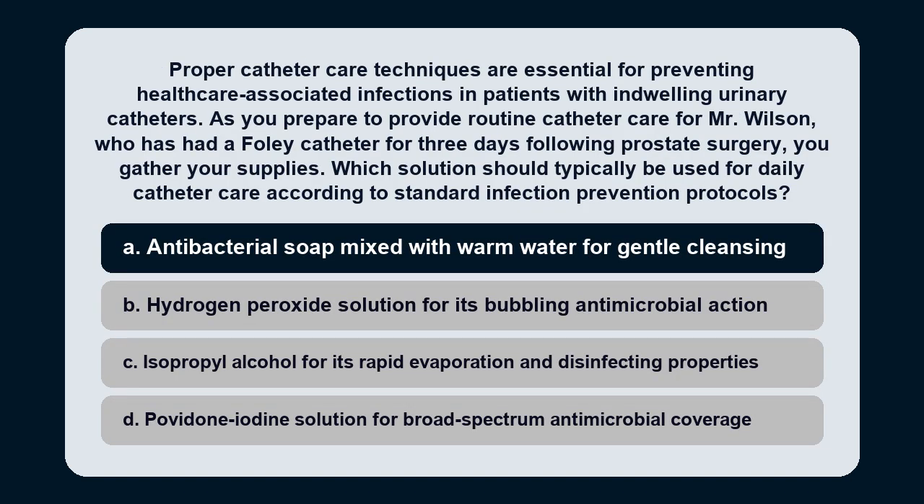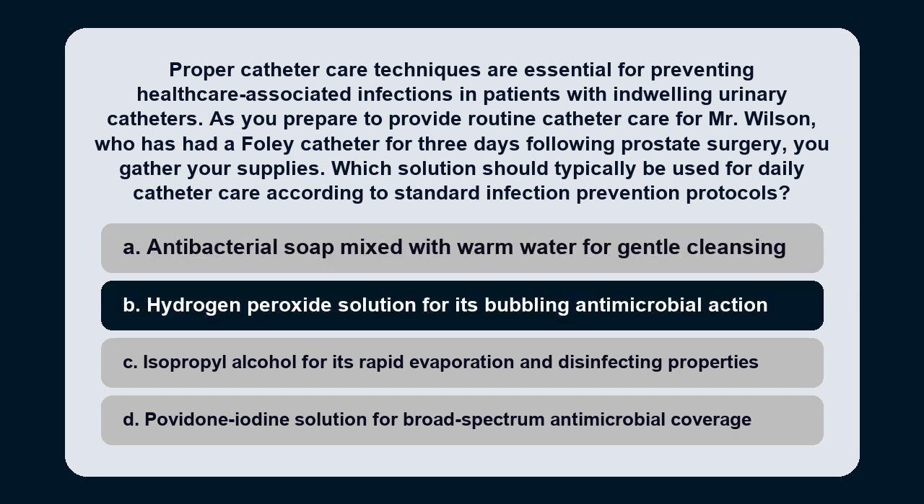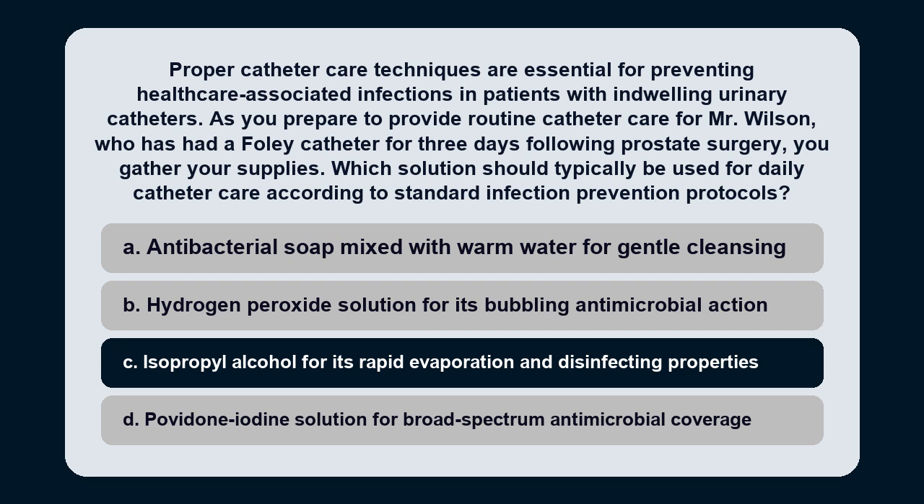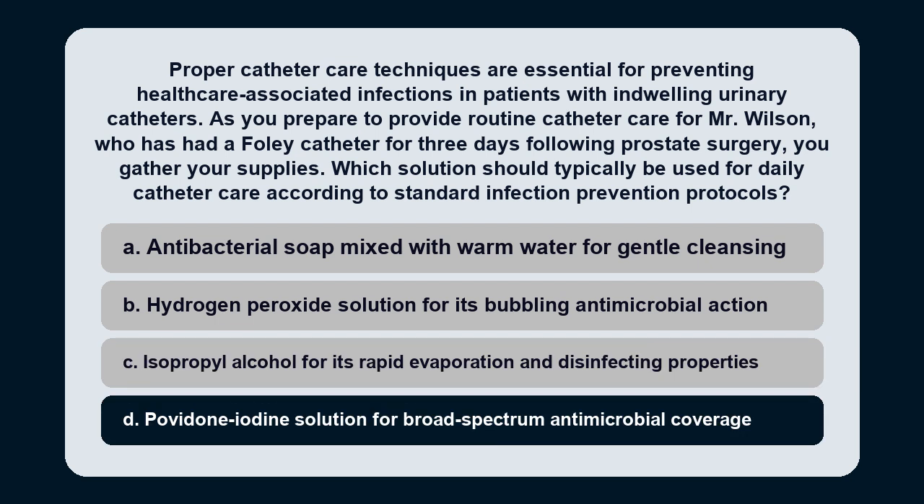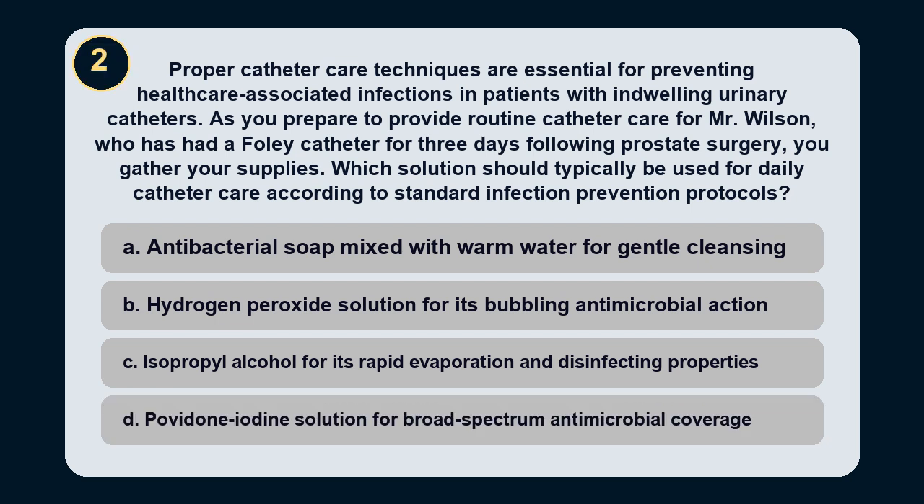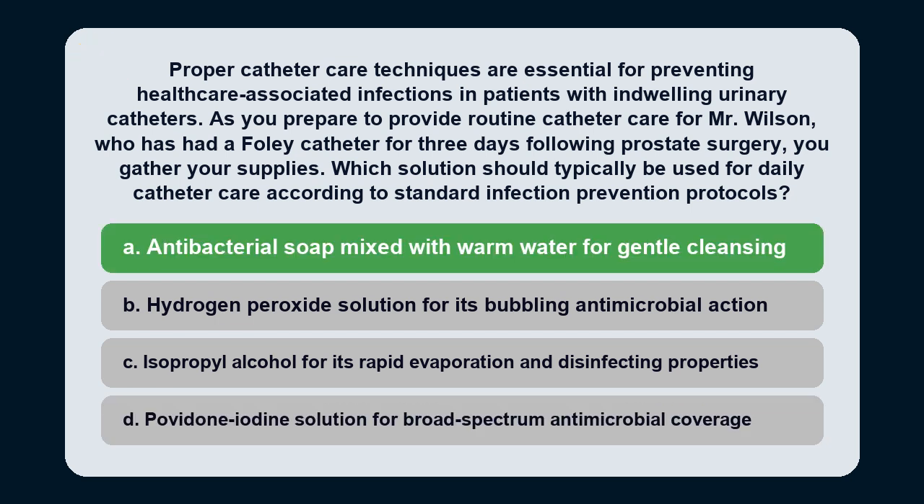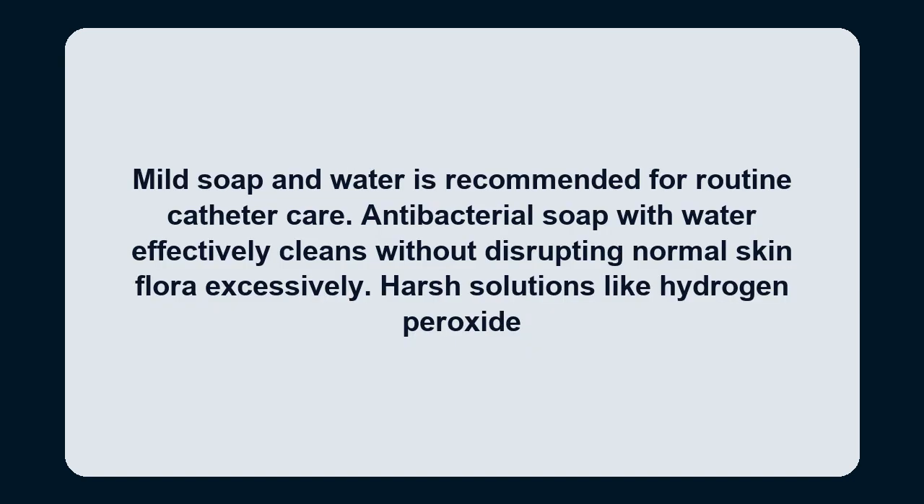Option A, antibacterial soap mixed with warm water for gentle cleansing. Option B, hydrogen peroxide solution for its bubbling antimicrobial action. Option C, isopropyl alcohol for its rapid evaporation and disinfecting properties. Option D, povidone iodine solution for broad-spectrum antimicrobial coverage. The answer is A. Mild soap and water is recommended for routine catheter care. Antibacterial soap with water effectively cleans without disrupting normal skin flora excessively. Harsh solutions like hydrogen peroxide.